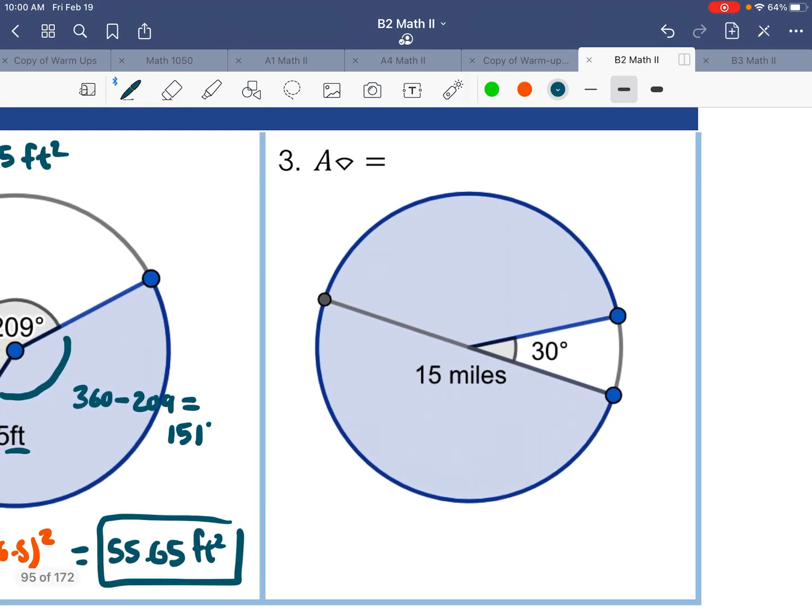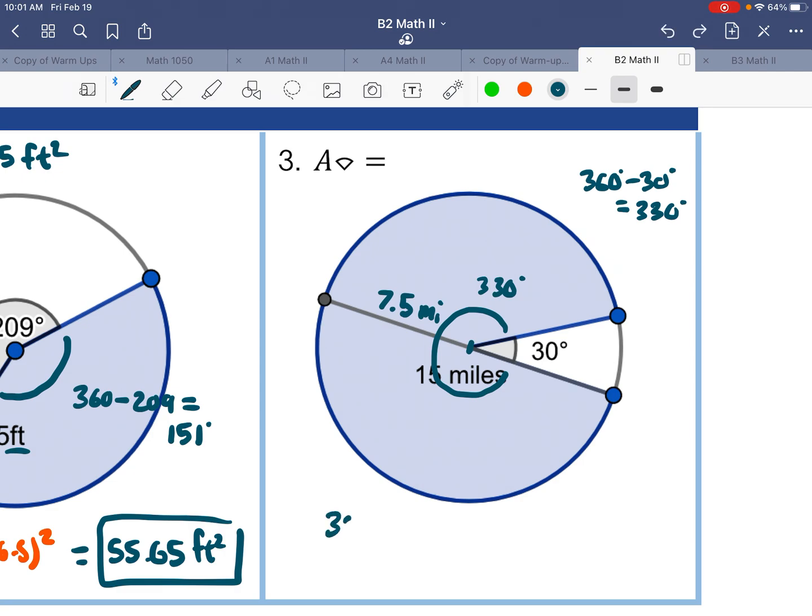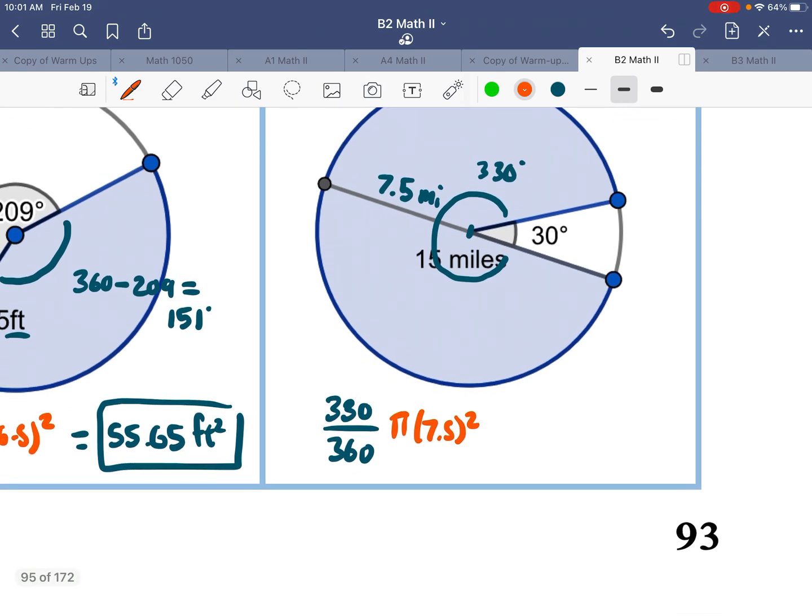Here's an interesting one. So the 15 miles is the distance all the way across the circle. So that is not a radius. We need to find the radius by dividing that in half because that's a diameter. So that's 7.5 miles instead. And then we also need this angle instead of the 30 degrees. So again, we're going to take away from 360 that 30 degrees to find what's left, which is 330 degrees. And then our fraction looks like 330 out of 360, which is most of the circle, times the area, which is pi times 7.5 squared. And if you plug that into a calculator, it will give you 14.72 miles squared.